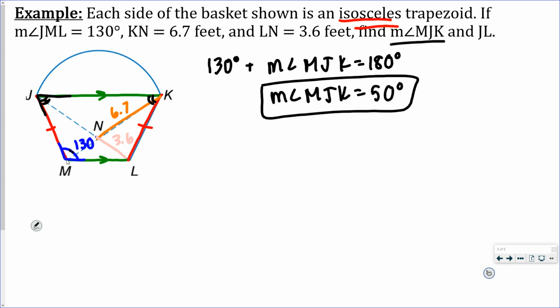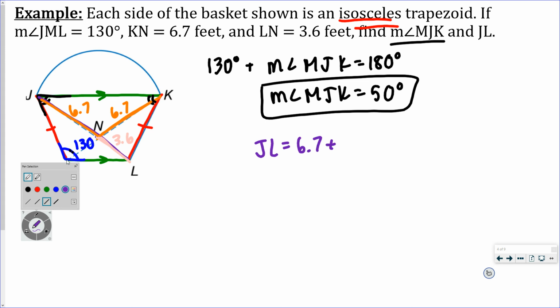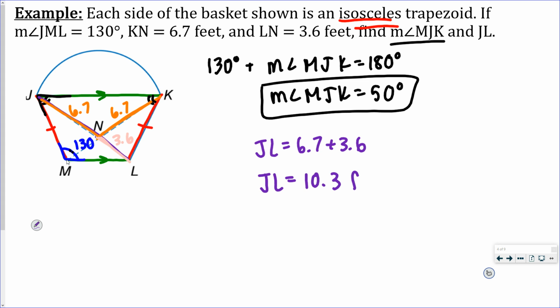All right, JL. This diagonal right here, JL. We know the diagonals are congruent. So I know this little piece is 3.6. Again, I know the diagonals are congruent because this is an isosceles trapezoid, so I know that this is going to be the same length as well. If this is 6.7, this is going to be 6.7. So that total JL would just be 6.7 plus 3.6 because those diagonals are congruent. So it's 10.3 feet.